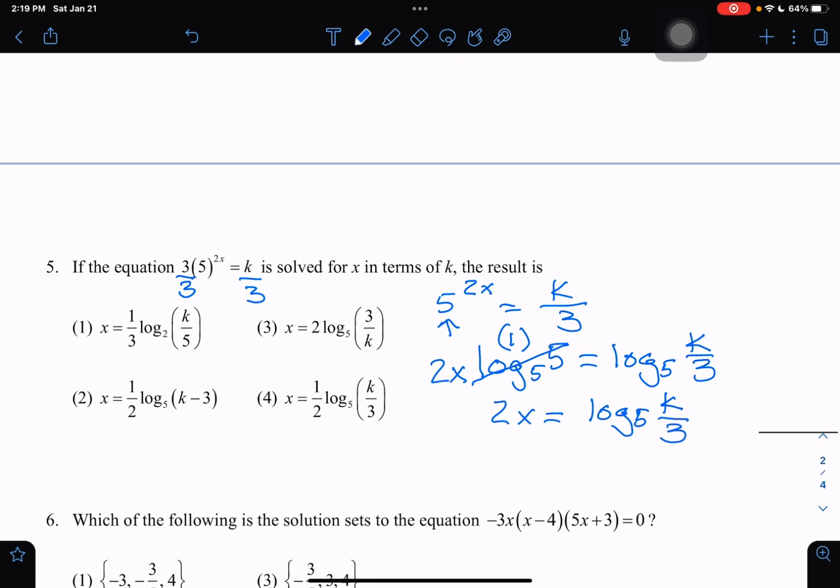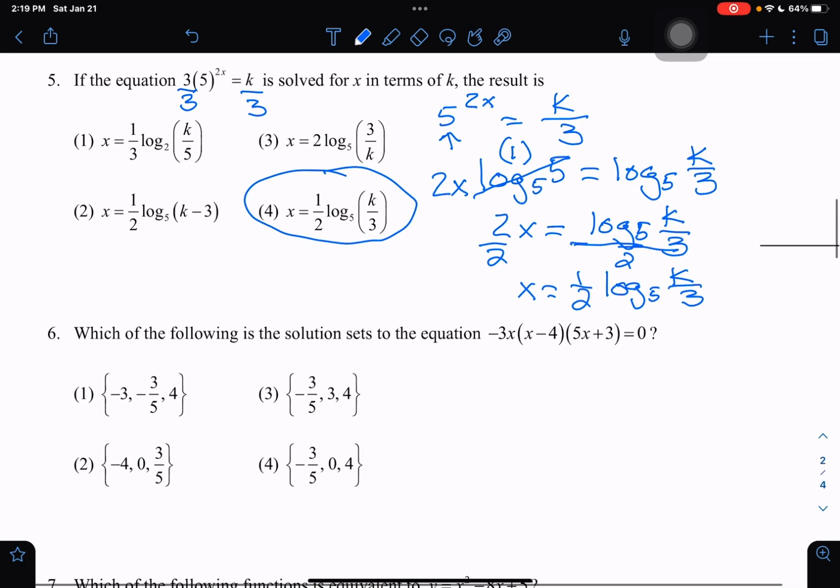Now, whatever you do from this point on, you're either adding to the log or putting it in front of the log, because the log base 5 of k over 3 represents one number. So let's divide by 2, but we're really going to divide this by 2, and it really becomes 1/2 of log base 5 of k over 3, which is number 4.